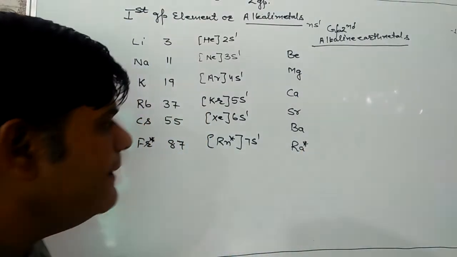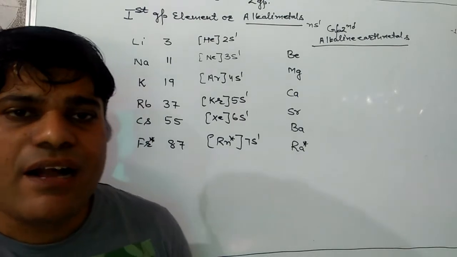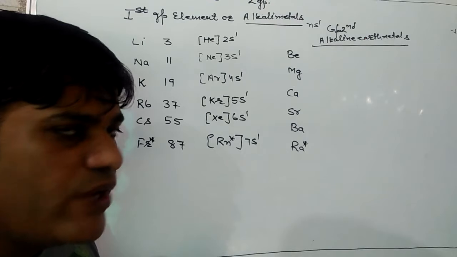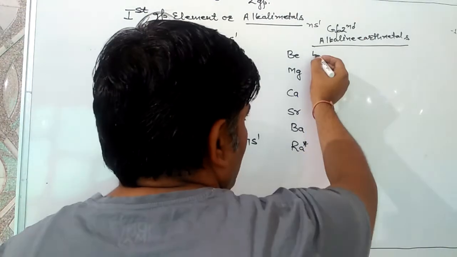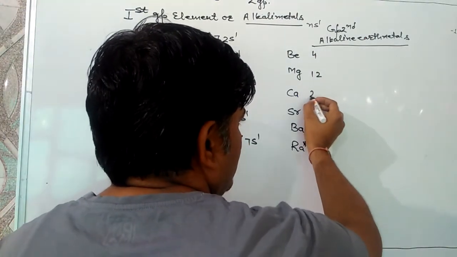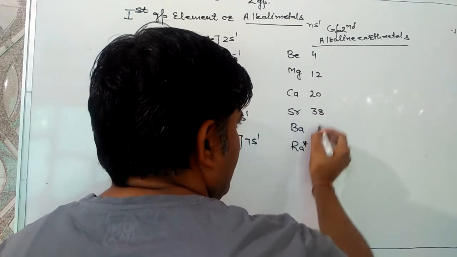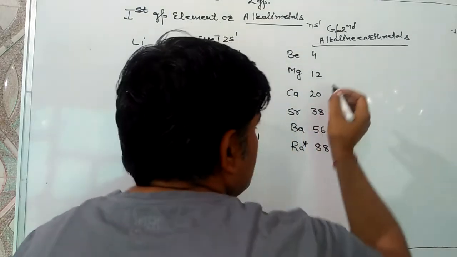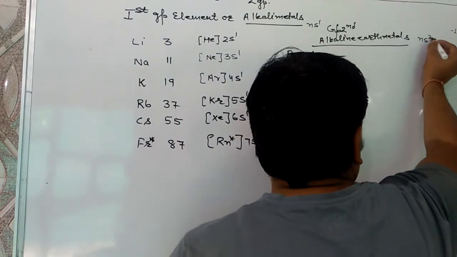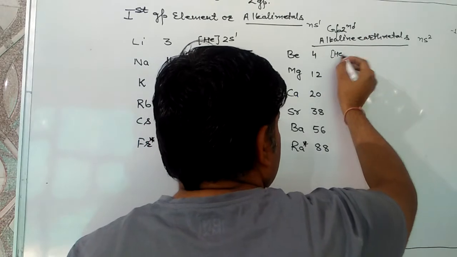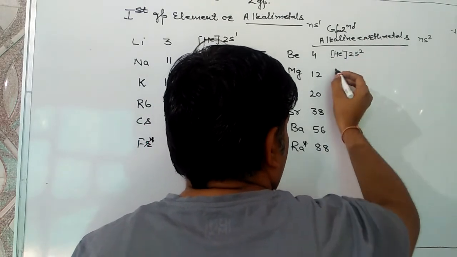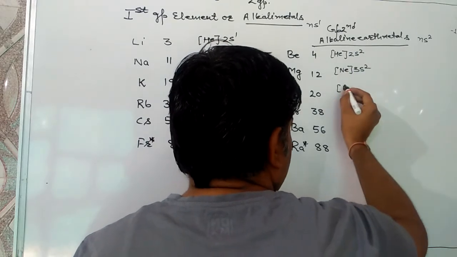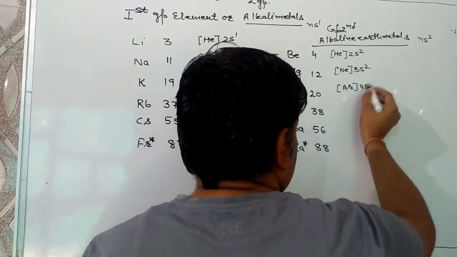We can remember it by the clue: बेटा मांगे कार स्कूटर बाप राजी, या बेटा मांगे कार स्कूटर बाप रोए. Their atomic numbers are 4, 12, 20, 38, 56, 88. So the outer shell configuration is ns2. For beryllium it will be helium 2s2. For magnesium it will be neon 3s2. For calcium it will be argon 4s2.